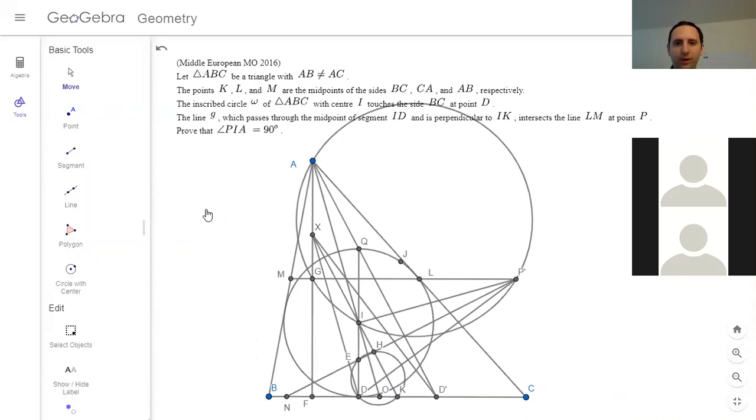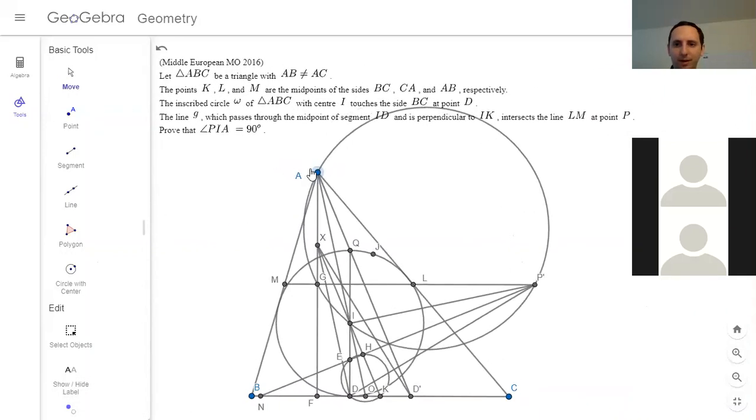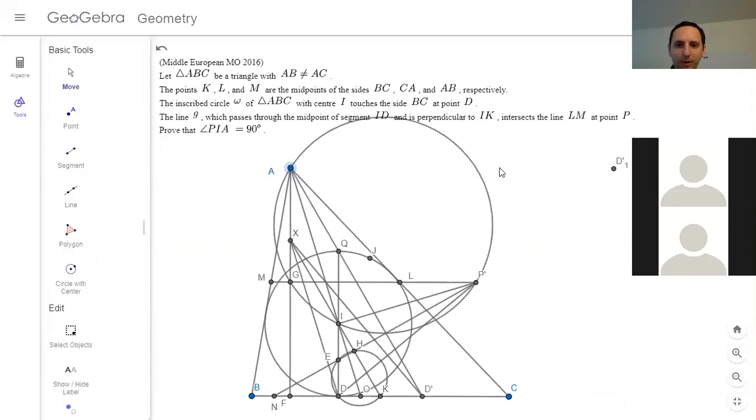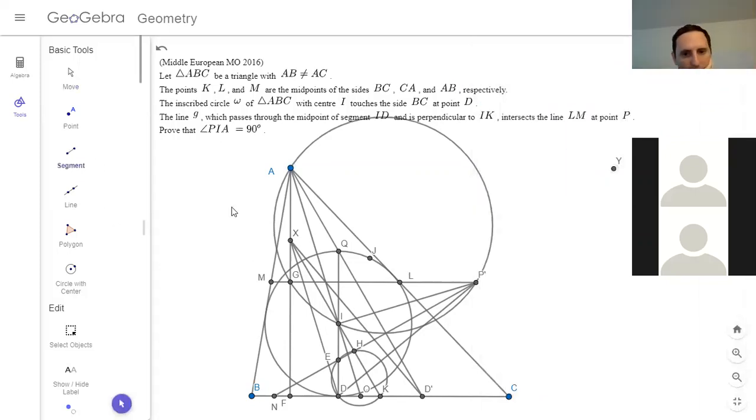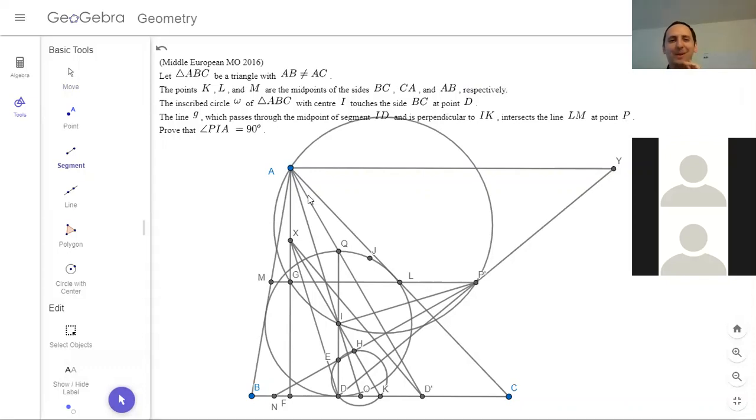Sure, there's a solution that uses that point, but it's probably not going to be the one we come up with. Okay, so call this Y. So is AY parallel to BC? Yes, basically. Yeah, you beat me to it. AY is parallel to BC.